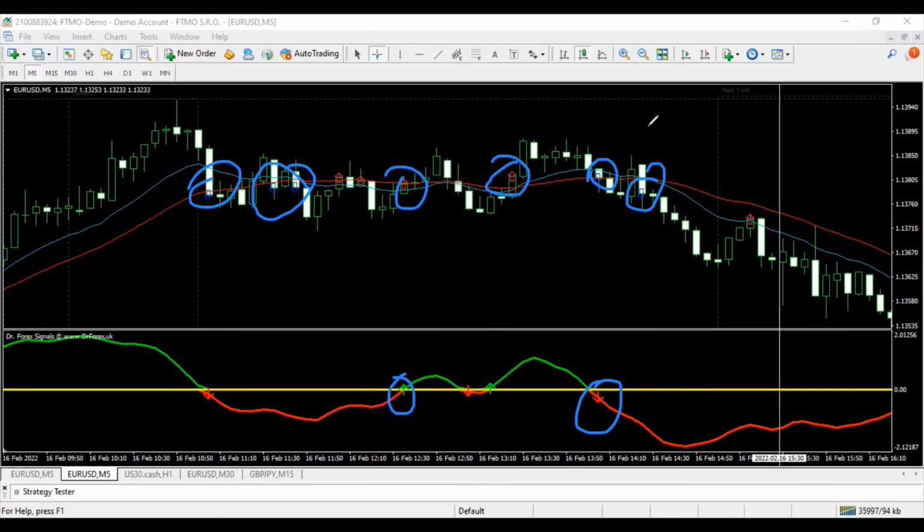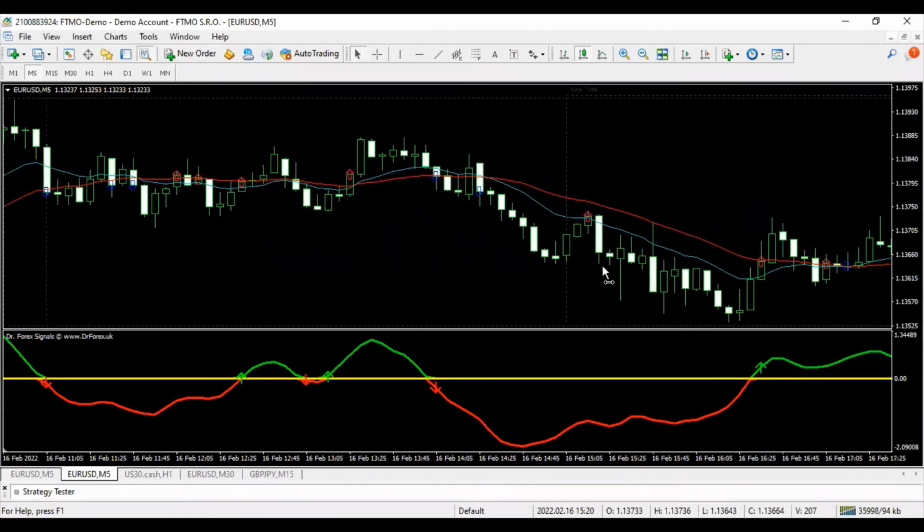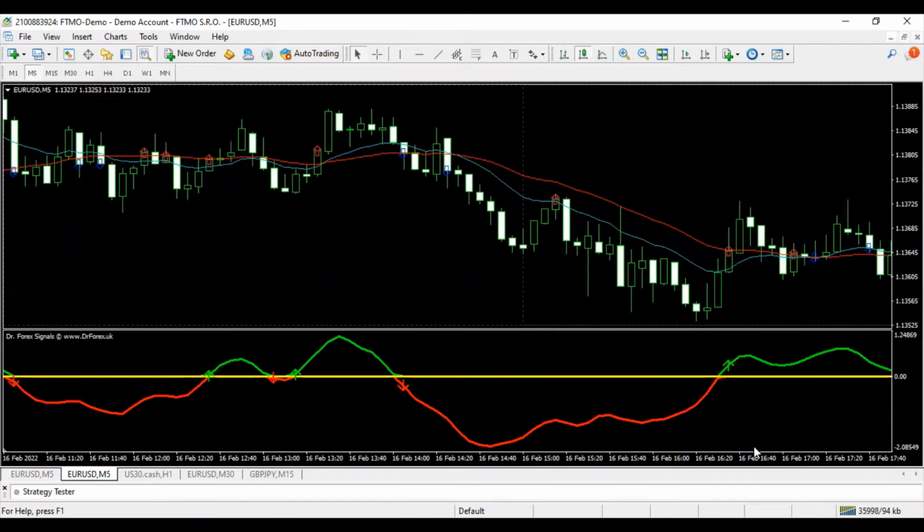Anyways, so that I won't make this video too long, let me just show you another example of what I'm talking about. So this is how you do it. You only take the trades that go in the direction of the Dr. Forex. This is saying sell. Yes, you can also see that this is sell. Yes, that's a good trade. This is saying we should sell, but this is saying we should buy. We don't take those kind of trades. You understand?